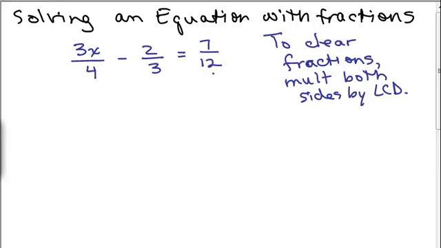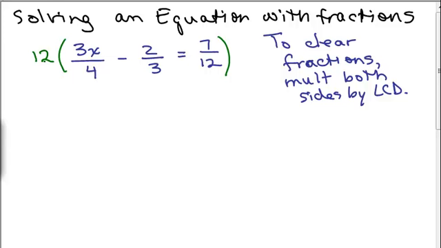So we look at all the denominators. There's 4, 3, and 12. And then you have to determine what the least common denominator is. And I just put parentheses around the whole equation. And I'm going to multiply everything by 12. Now, if you need help figuring out what the least common denominator is, see my videos on how to find the least common denominator for 3 numbers.